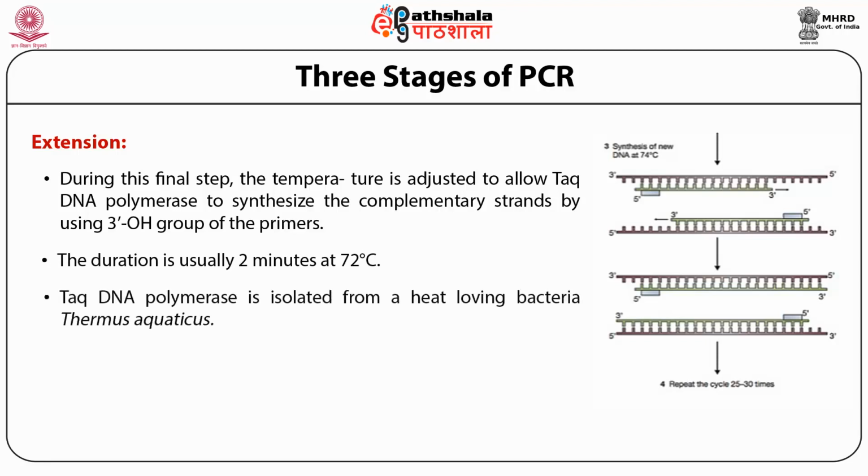Taq polymerase is heat stable and is isolated from a bacterium from thermal springs, named Thermus aquaticus. This is an enzyme which can withstand high temperatures up to 95 degrees centigrade or more, even 98. And it can pass through several cycles of low and high temperatures without getting denatured. These three stages of PCR are repeated 20 to 30 times, which results in production of large quantities of DNA product.